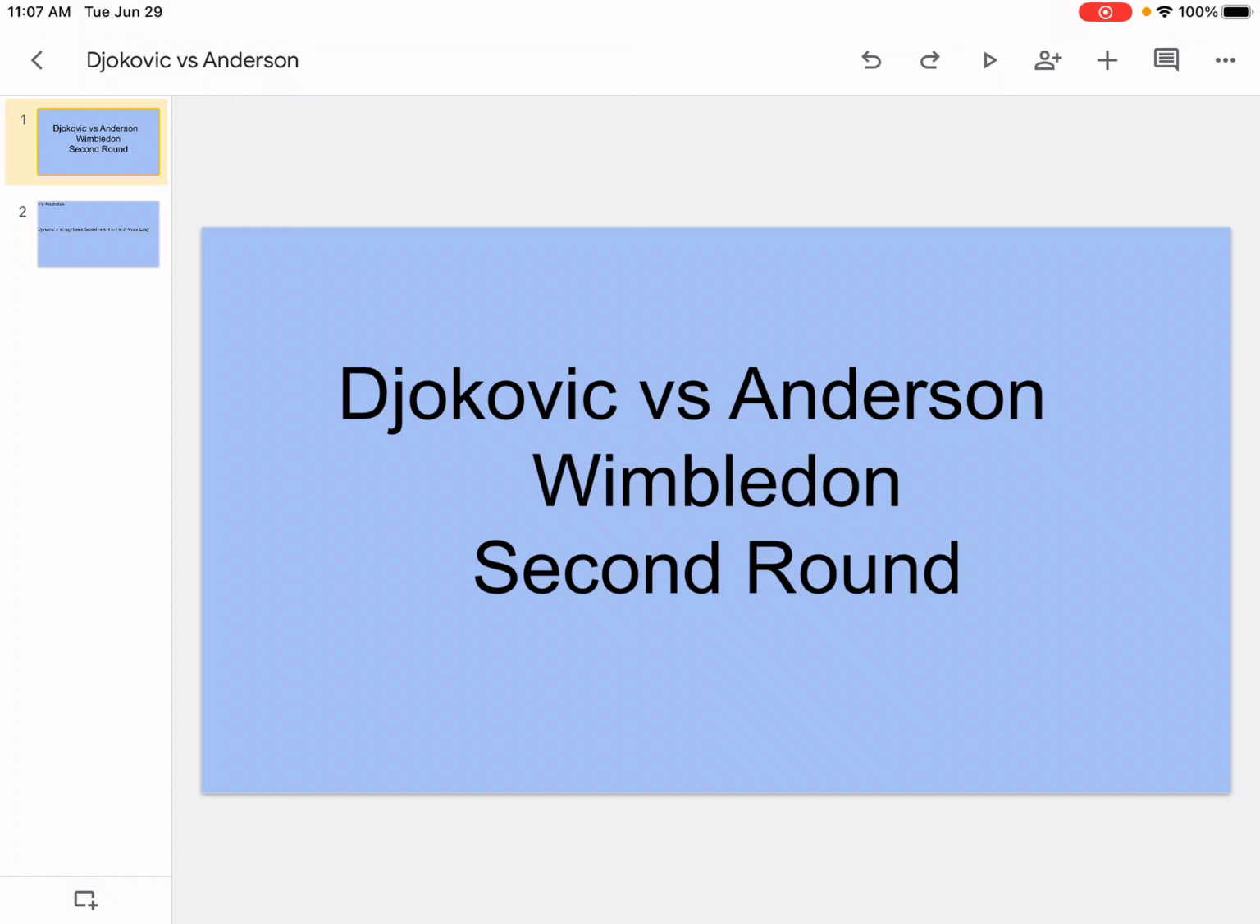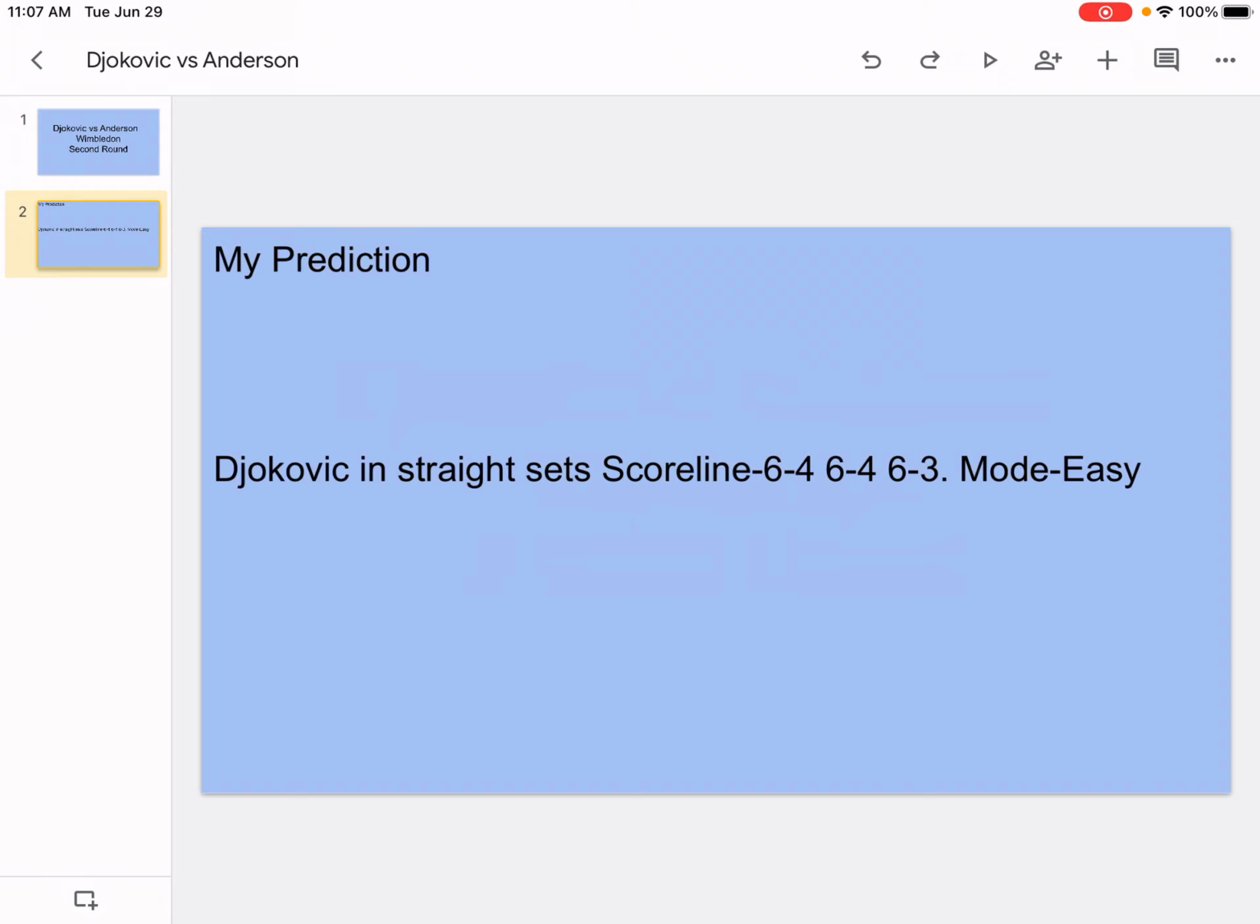Today we're going to be doing Djokovic versus Anderson, Wimbledon second round, so let's get right into it. My prediction: Djokovic in straight sets, 6-4, 6-4, 6-3, easy.